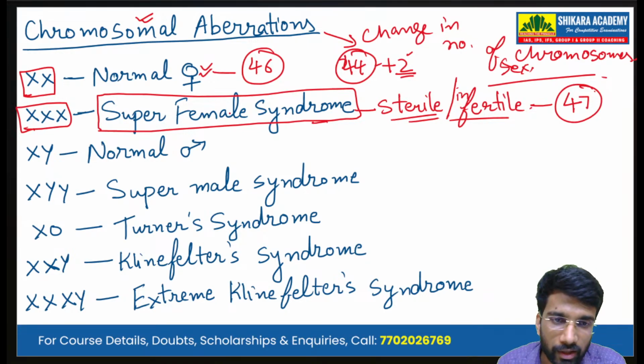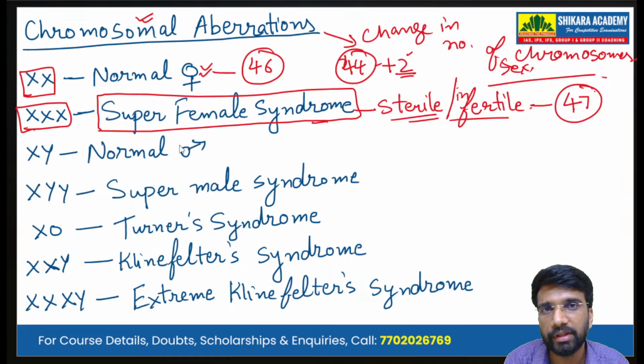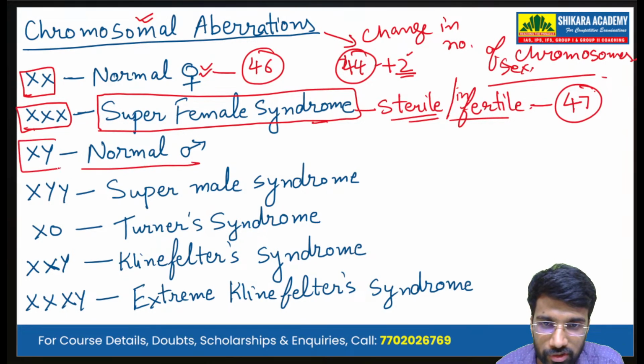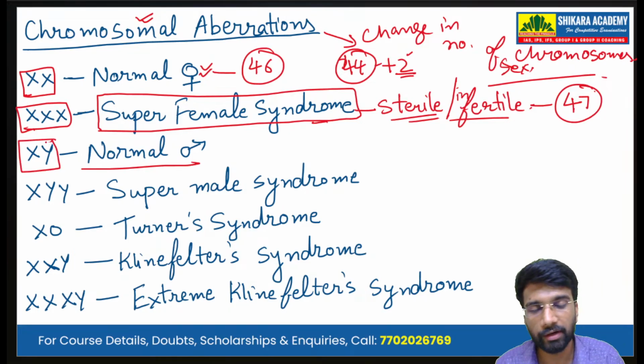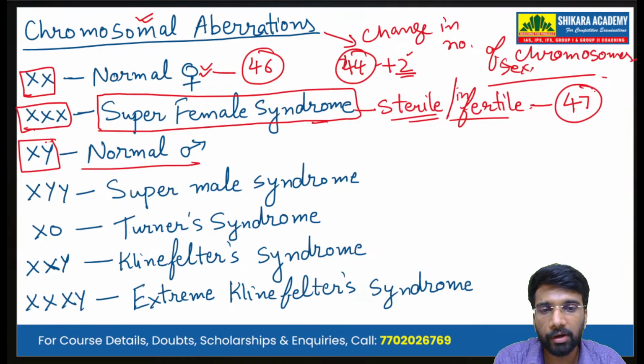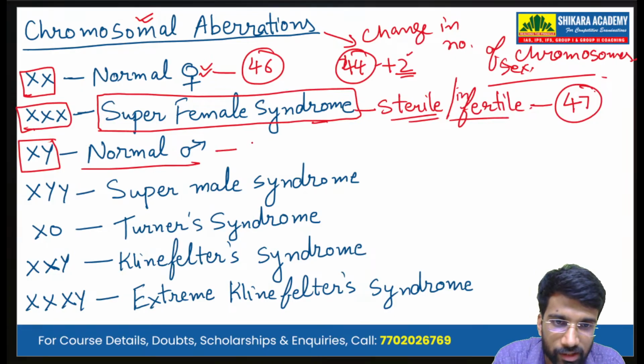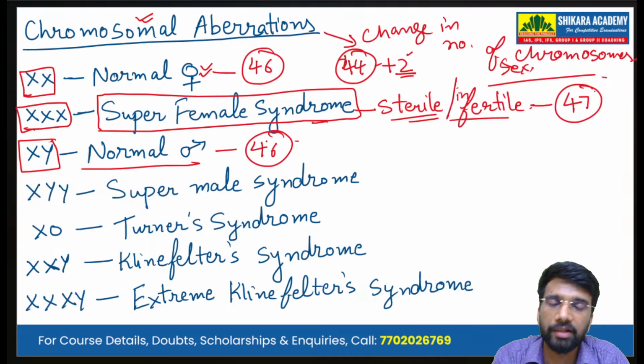Now, if one of the two sex chromosomes is an X and the other is a Y, then we get a normal male. So if the genotype is one X chromosome and one Y chromosome, we get a normal male, a healthy male having 46 chromosomes.